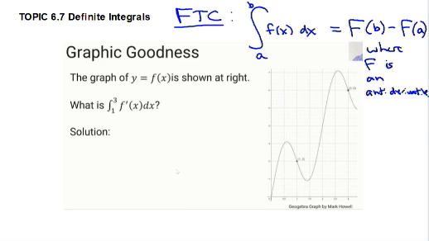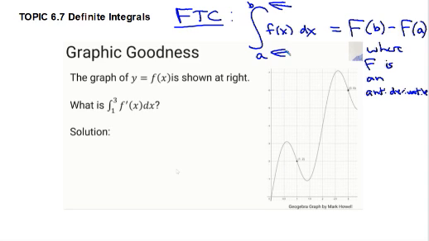So we're going to be learning how to find the actual antiderivative in topic 6.8. But today, we're just working through this idea of if I know the antiderivative, then all I have to do is plug in the top limit and subtract it from plugging in the bottom limit. All right? Once I know the antiderivative. And the idea is that we're going backwards, all right?